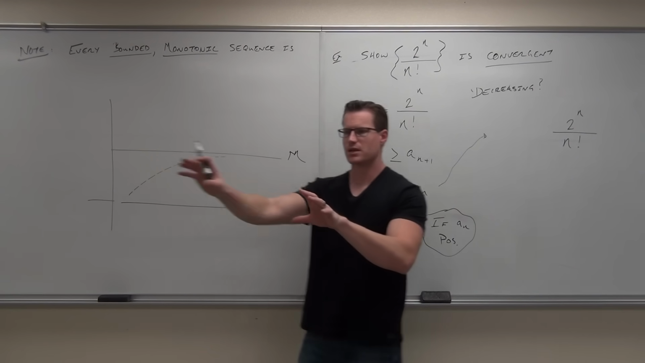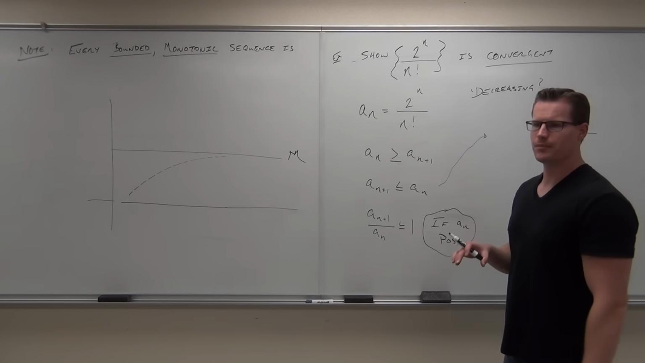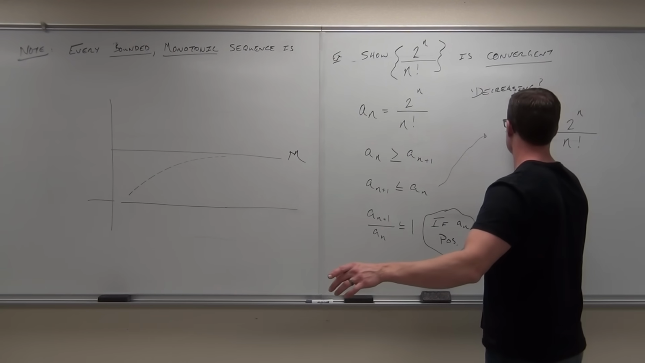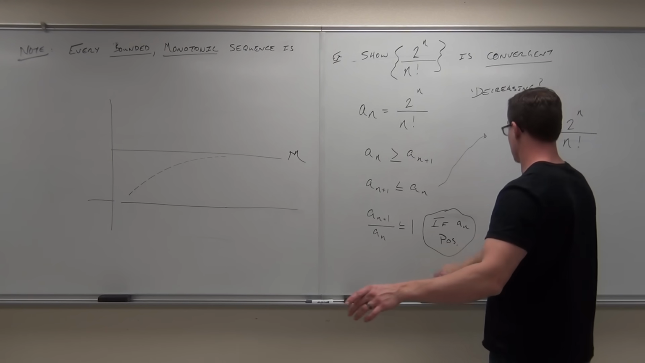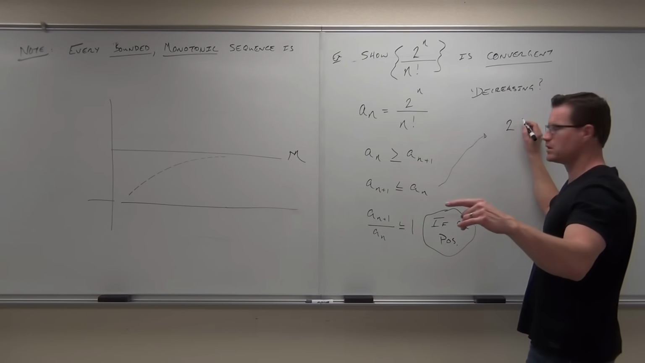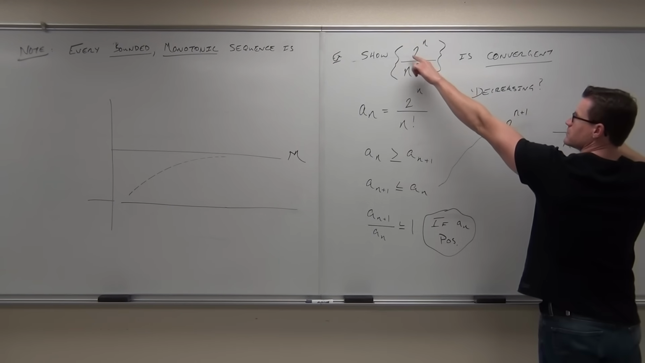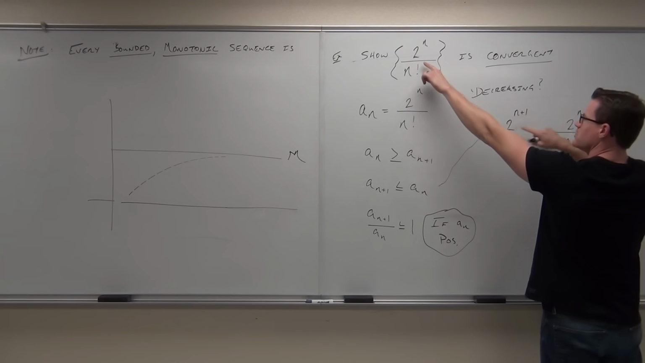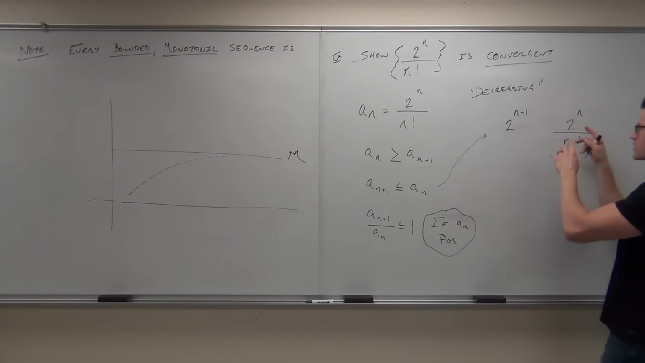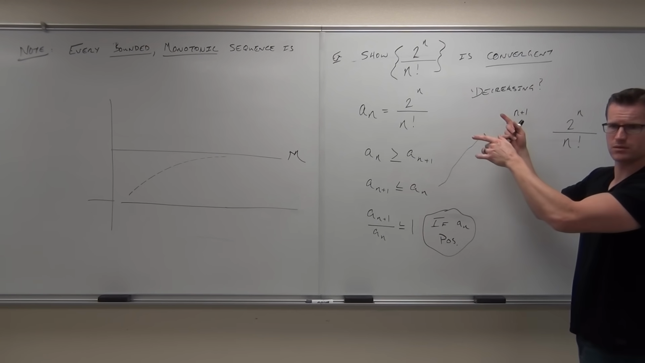Someone on the right-hand side, tell me what the next term would be. How would you find the next term? 2 to the n plus 1. Perfect, that's exactly right. If our first term is 2 to the n, our next term is 2 to the n plus 1, because we're dealing with positive integers here. We're just adding 1 to it. Does that make sense to you? So far so good?